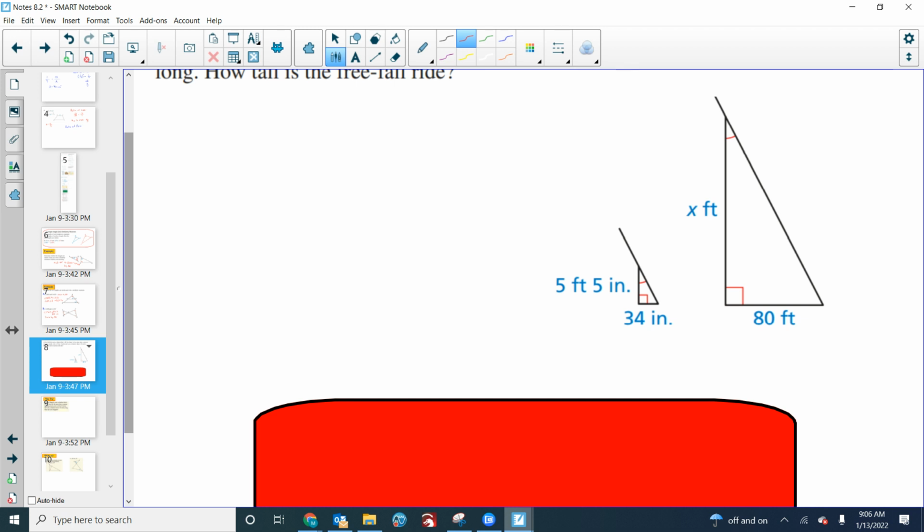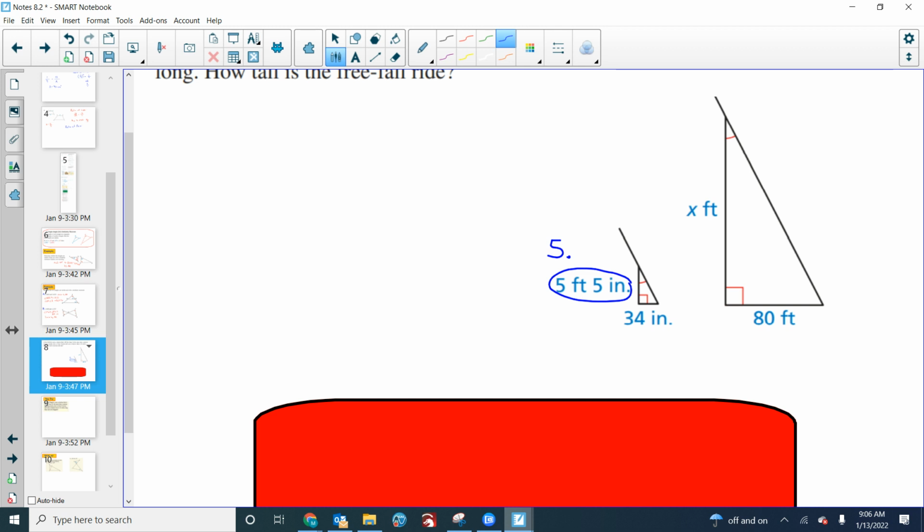All right. Now, I'm going to convert to feet in this problem. The reason is because the x is in feet. X is in feet. I'm going to convert to feet. All right. So 5 feet 5 inches. That is 5 whole feet and a decimal.